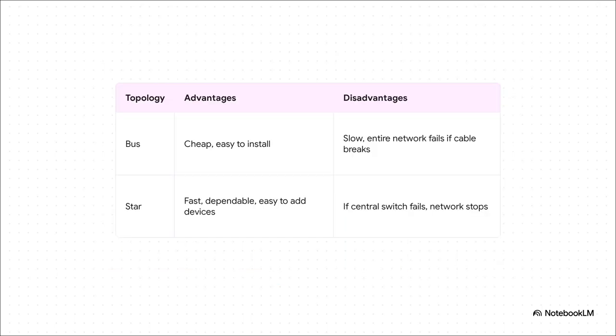And this table really lays it all out. Yeah, the bus was cheap and easy, but it was also slow and super fragile. One break and you're done. The star costs a little more because you need more cable and that central switch, but the payoff is huge. It's fast, it's dependable, and if one computer's cable goes bad, who cares? Everyone else stays online. And that's why basically every modern network you'll see today is built like a star.